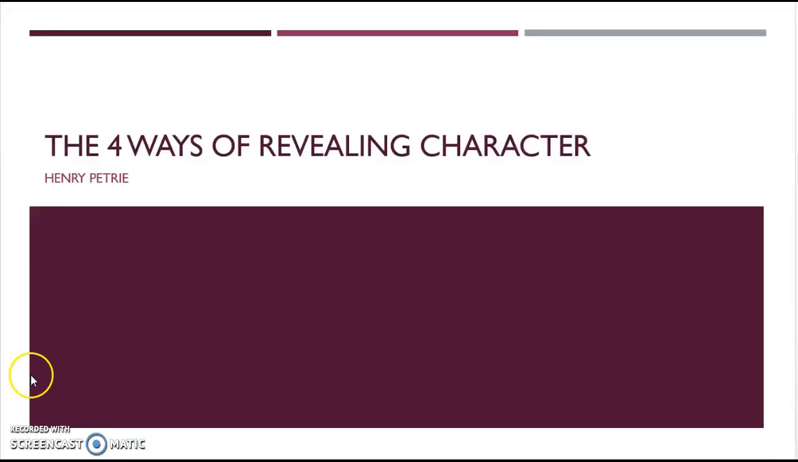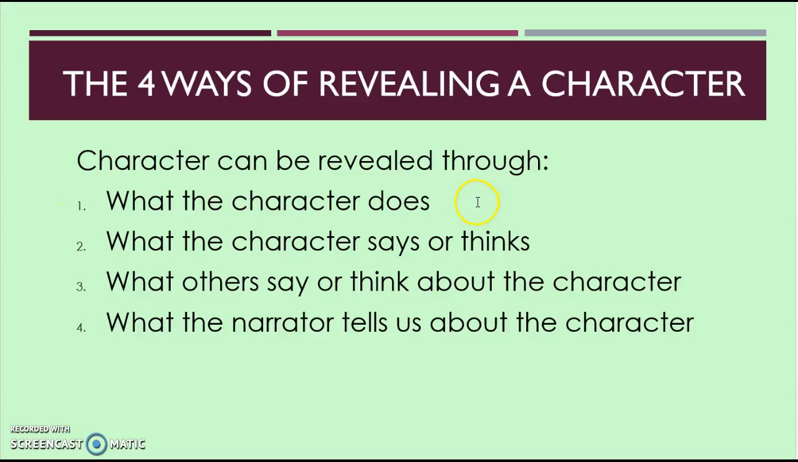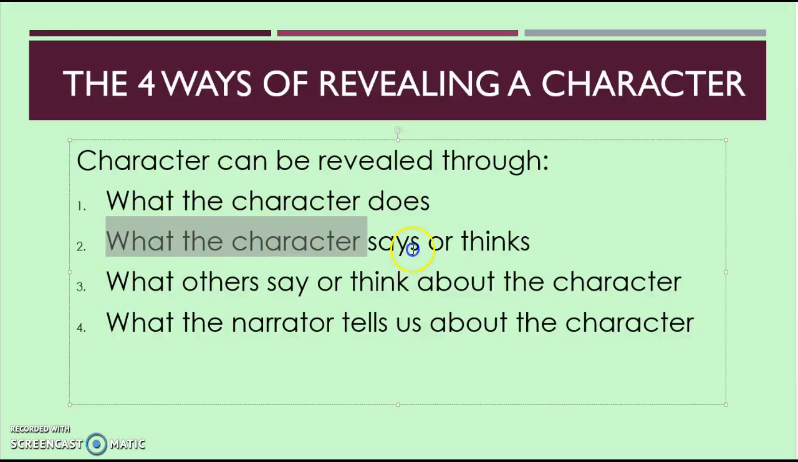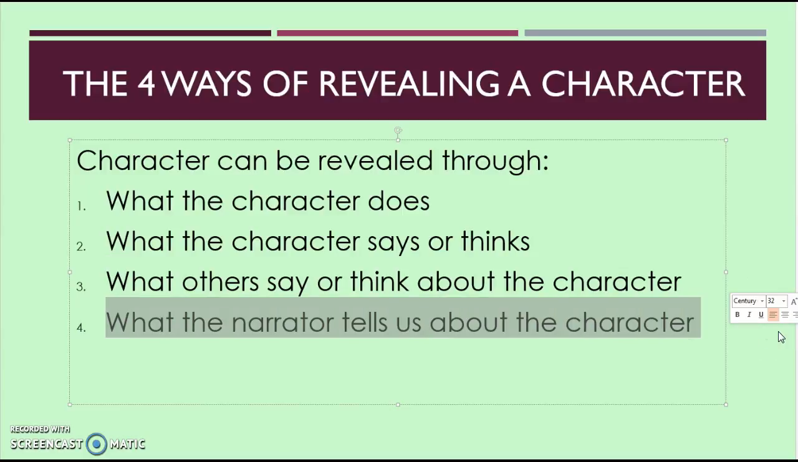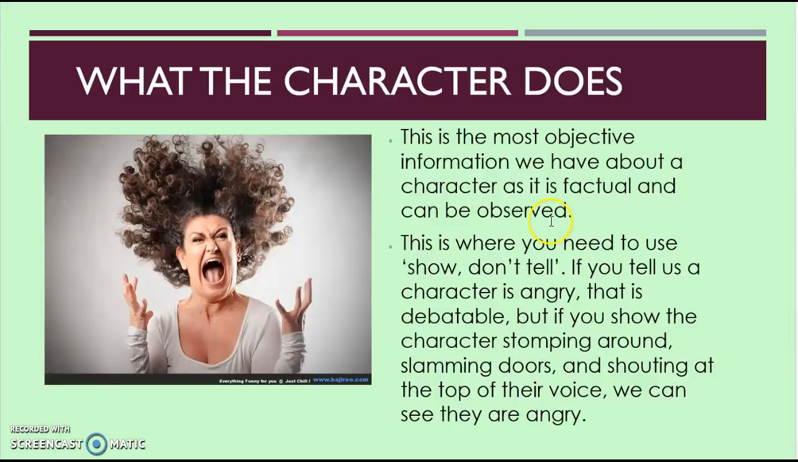Whenever we tell a story, there are 4 ways of revealing character in that story. So this video is going to run through those 4 ways in a little detail and end with a homework activity for you to complete. The 4 ways of revealing a character in a story are through what the character does, what the character says or thinks, what others say or think about the character, and what the narrator tells us about the character. So we'll look at each of those in order.